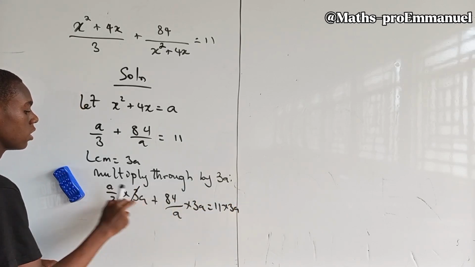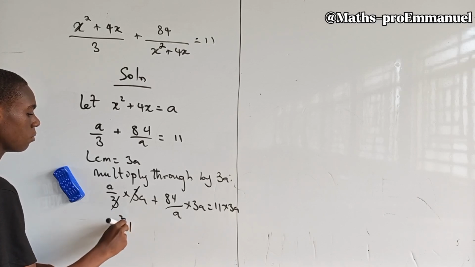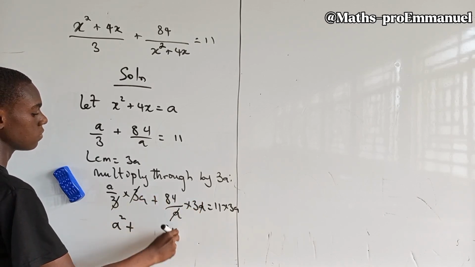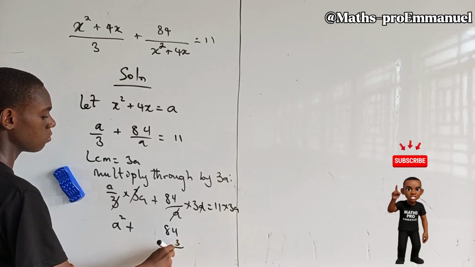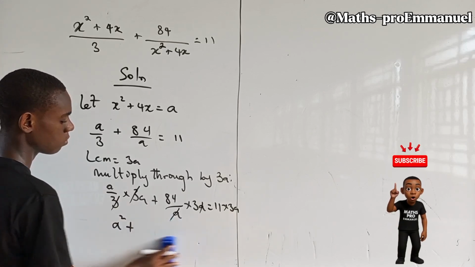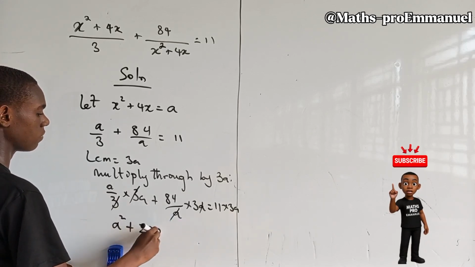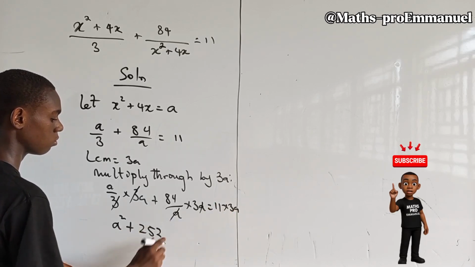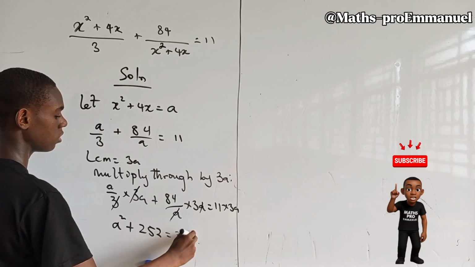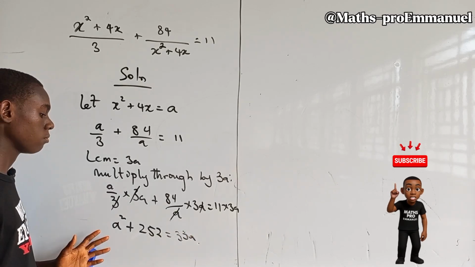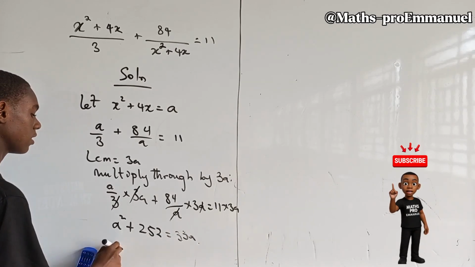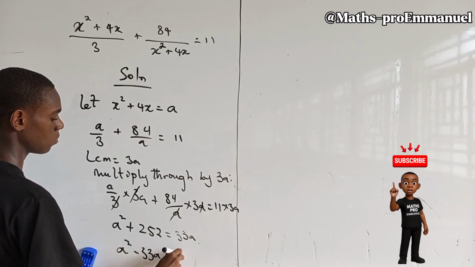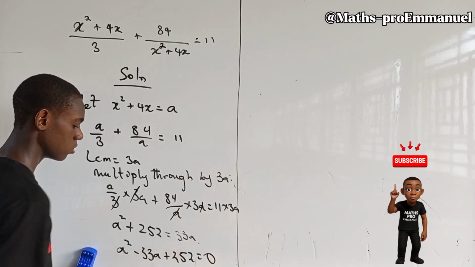So 3 will cancel 3, a times a is a squared, plus a will cancel a, 3 times 84, multiply 84 by 3, I'm going to have 252. So here will be 252 plus 11 times 3a is equal to 33a. So the next step now is to collect like terms. So to collect like terms, here will be a squared minus 33a plus 252 be equal to 0.